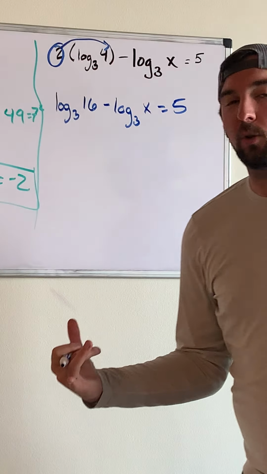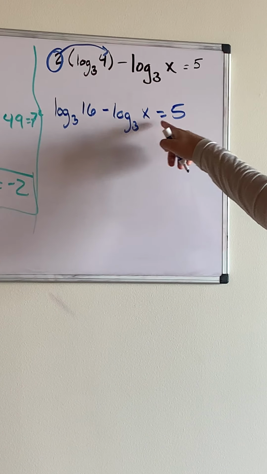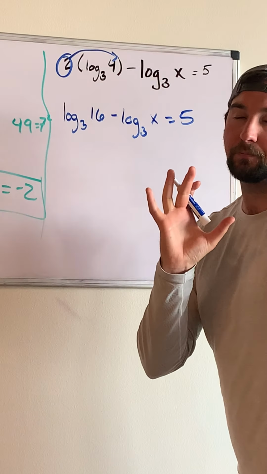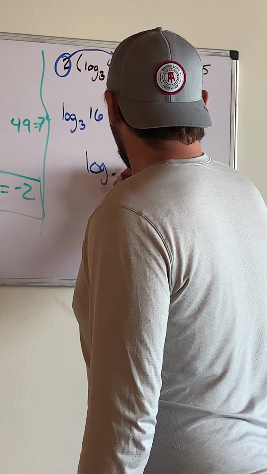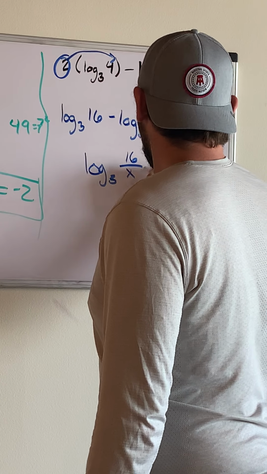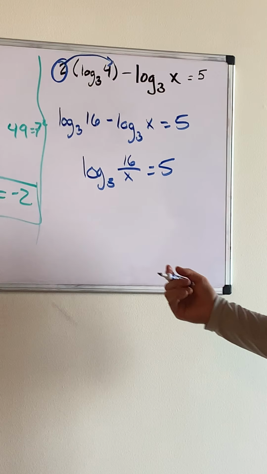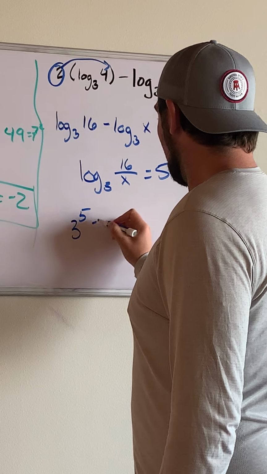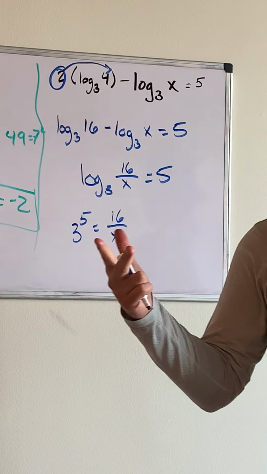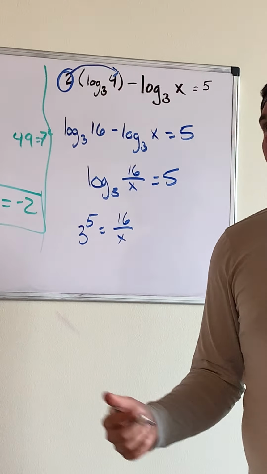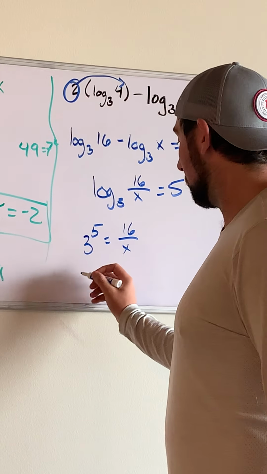Some of these types of problems were on your quiz last week if you did that. Log base 3 of 16 minus log base 3 of x equals 5. I can use the division property, so this now becomes a division. So now I have log base 3 of 16 over x equals 5. Now I only have one log, I can convert. So this becomes 3 to the 5th equals 16 over x. Well, 3 to the 5th is 3, 9, 27, 81. 81 times 3 is 243. So 3 to the 5th is 243.